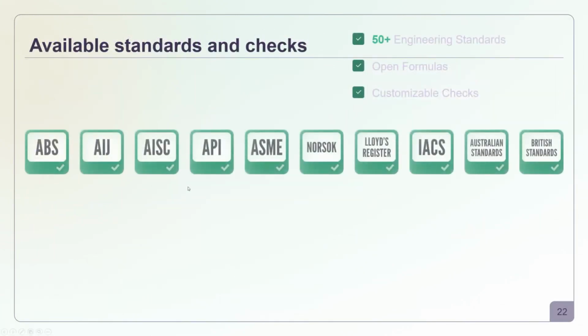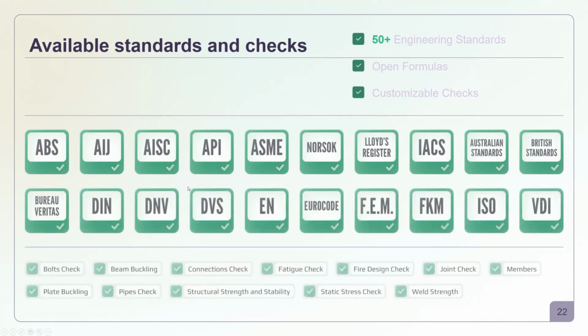Coming up next, before we check the results, what I also wanted to mention is that besides this DNV standard I showed you, we have plenty more checks and standards. As you can see, over 50 of them currently. So we have standards such as ABS, AISC, API, Eurocodes, and so on and so forth. The list is quite extensive. They can be grouped, as you can see at the bottom, into bolt checks, beam buckling checks, static stress checks, joint checks, weld strength checks, and so on.